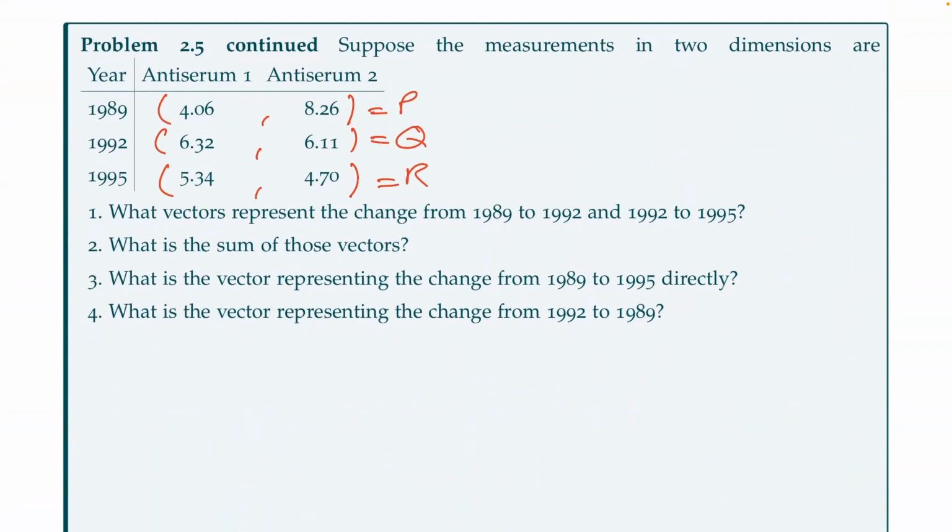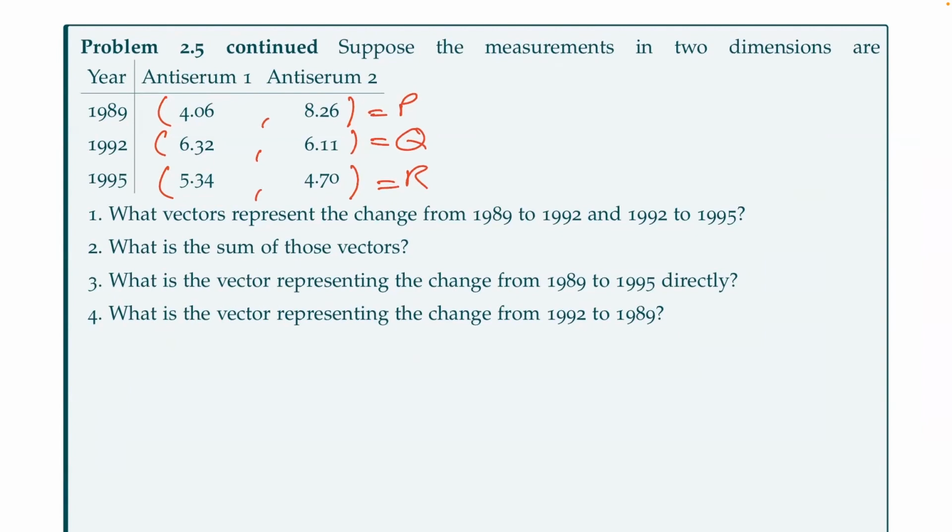Now I'll go through with you guys the concepts of how we solve them. I'll leave you as an exercise to go through and actually plug in the numbers, make sure that you get the right numbers, and then you can check those against the solutions, okay? I don't want to waste too much time in class plugging numbers into calculators if we can avoid it. Okay, so what vectors represent the change from 1989 to 1992, and then from 92 to 95?